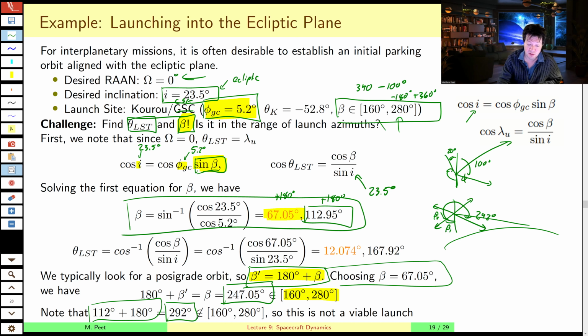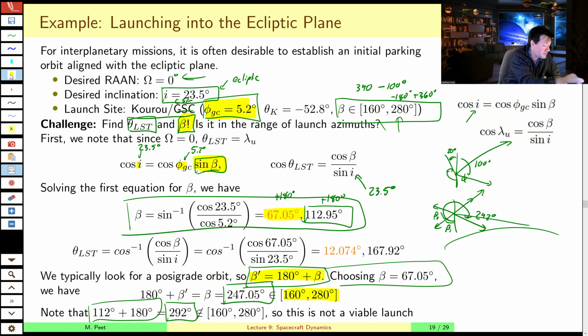So that was also an option in our spherical triangle. There are basically 4 solutions for any desired inclination: prograde, prograde, retrograde, retrograde. So we're launching prograde, and we have one option that is acceptable within the azimuth window.